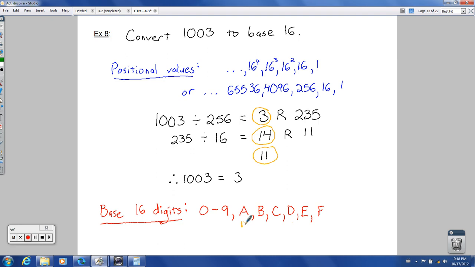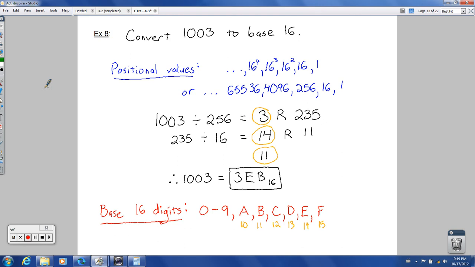So this is 10, 11, 12, 13, 14, 15. There we go. So now, oh, come on. That looks like a 6. Let me erase that last one. 15. There we go. And so what should I put here for the next one? 14 in the hexadecimal system is represented with an E, and 11 with a B. So there we go. Now I've got three digits, in a sense, three symbols representing my three place values there. So 3EB in base 16 is the same as 1003 in base 10.